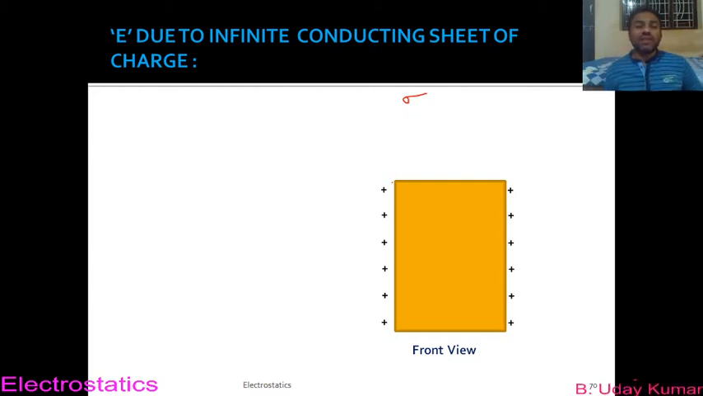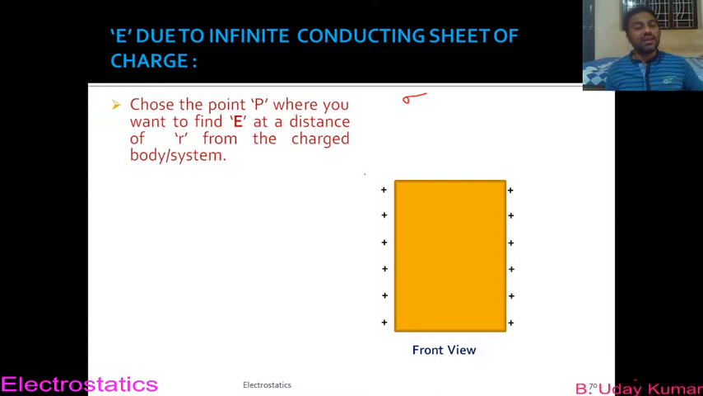Anyway, to find the electric field intensity, we were following a few steps from many topics, and the same steps are followed here. So the first one is that you have to first choose the point P where you want to find the electric field intensity. So this is your system of charge. To find the electric field intensity due to this system of charge, first of all, you have to choose the point P where you want to find the electric field intensity, right?